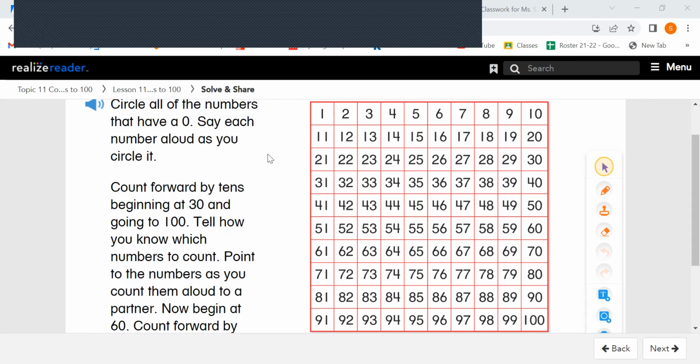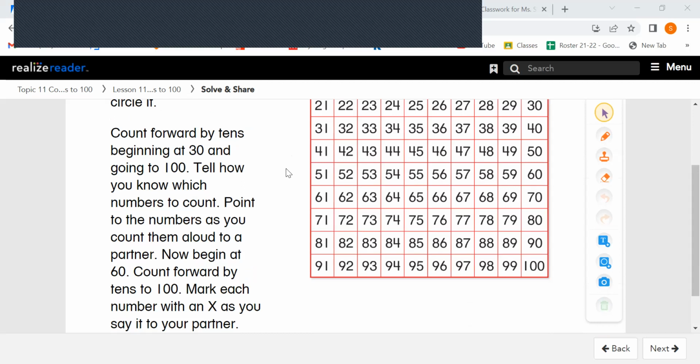Now you're going to count forward by tens beginning at 30. So find 30 and count by tens going down to 100. Now you're going to begin at 60 and count forward by tens to 100. And you're going to mark each number with an X as you say it. So go ahead and do that.